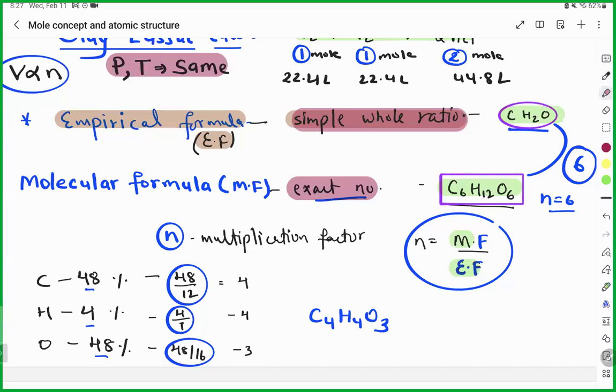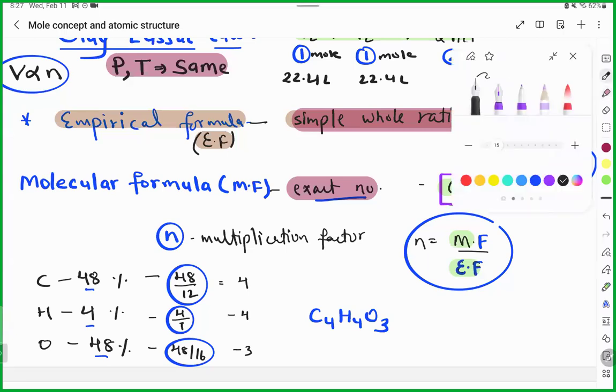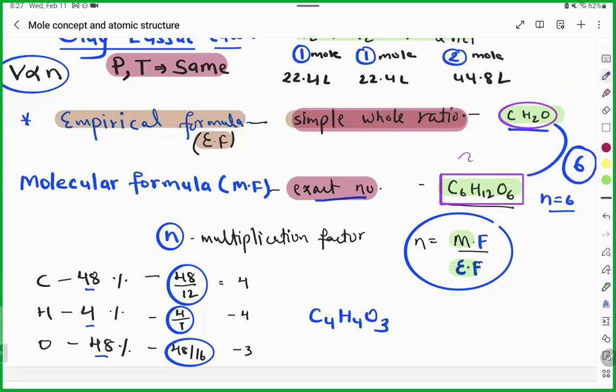If you take glucose, you will write glucose in the exact form C6H12O6. But if you divide with a common number and get the simplest basic form, that will be empirical formula. C6H12O6 is molecular formula, real, whatever is present. But if you divide in the simplest form, you can divide the whole number by 6. So whatever value you will get is the empirical formula.